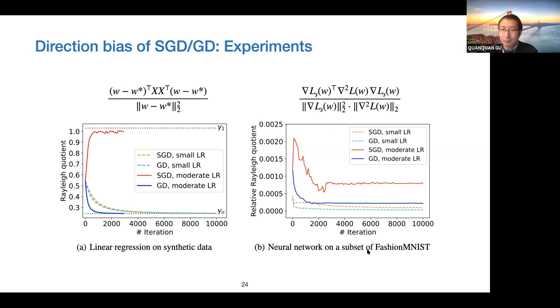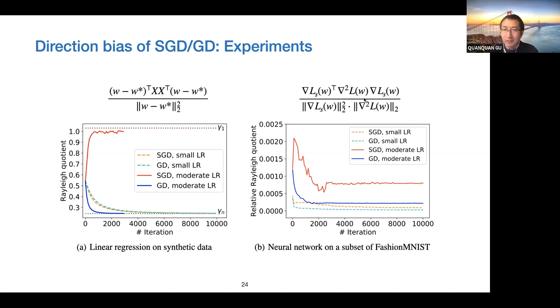And we have done experiments on the neural network as well. Even though our theory does not cover this case, we still can do a similar plot. The only difference is in deep learning, first of all, we don't know W star, we don't know the ground truth vector. So we can use the gradient to approximate W minus W star, because when W is close to W star, it will align with the gradient direction.